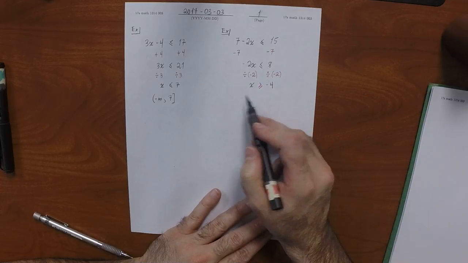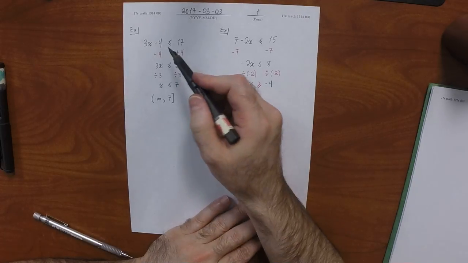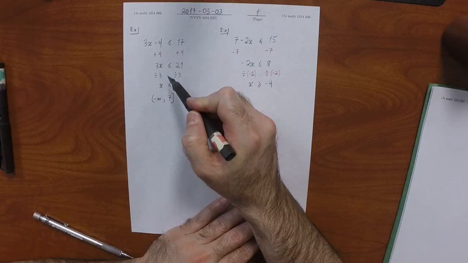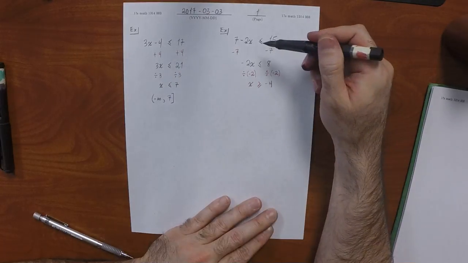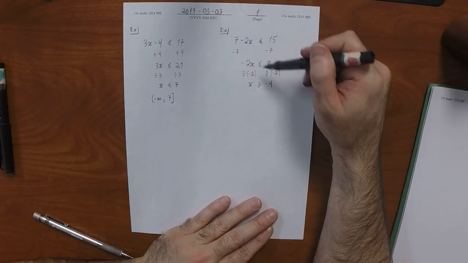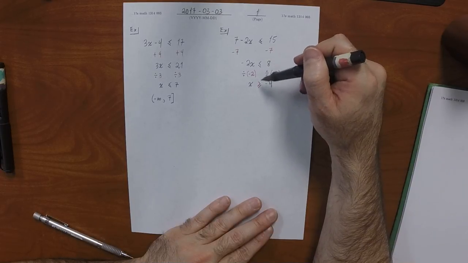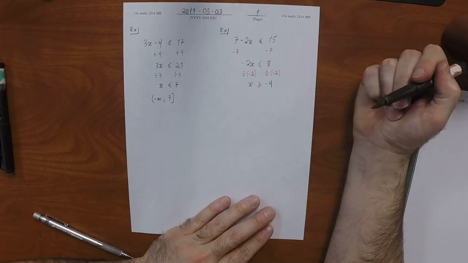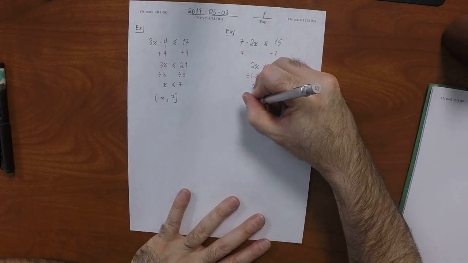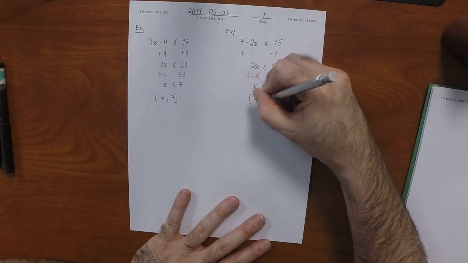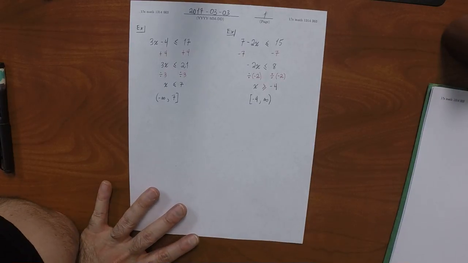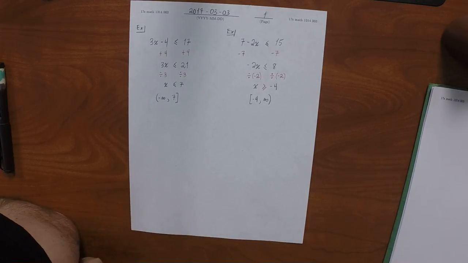So do you observe? This one, the direction was preserved, always pointing in the same direction. Whereas this one, it's preserved here, but here it's reversed. And if you wanted to do this in interval notation, it'd be negative 4 to infinity. Any question about this?